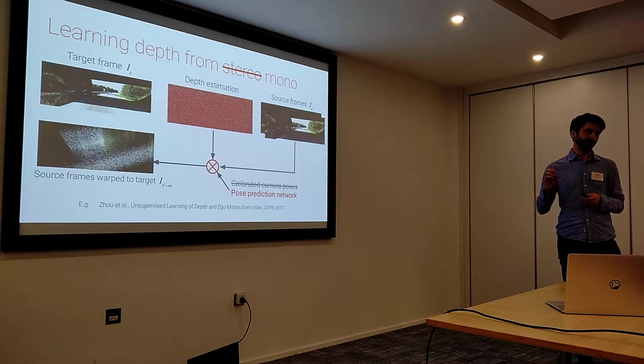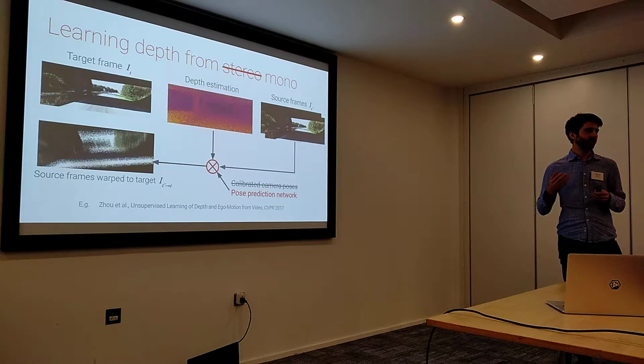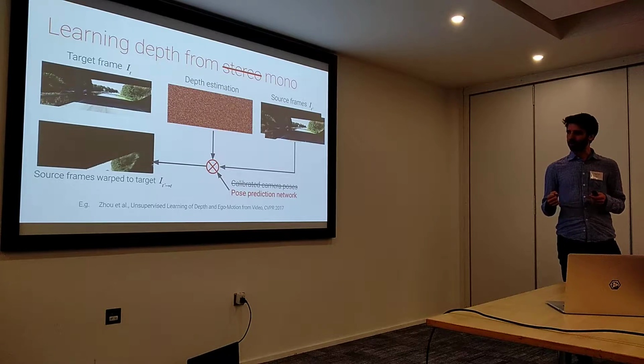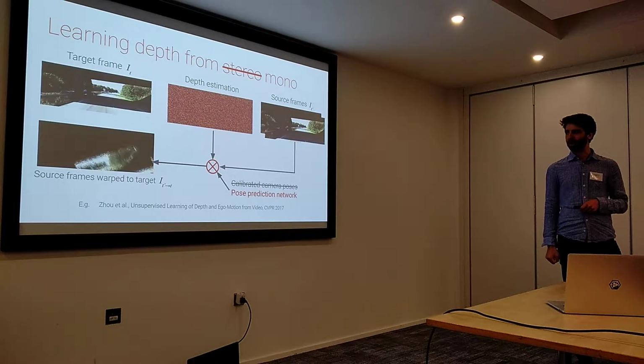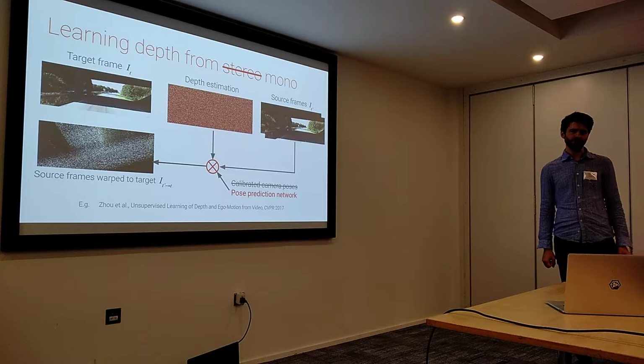So you have a closed prediction network which is trained jointly, and the only way that this system can get a low loss, a good match between these frames, is to get good depths and good poses. You train them at the same time.